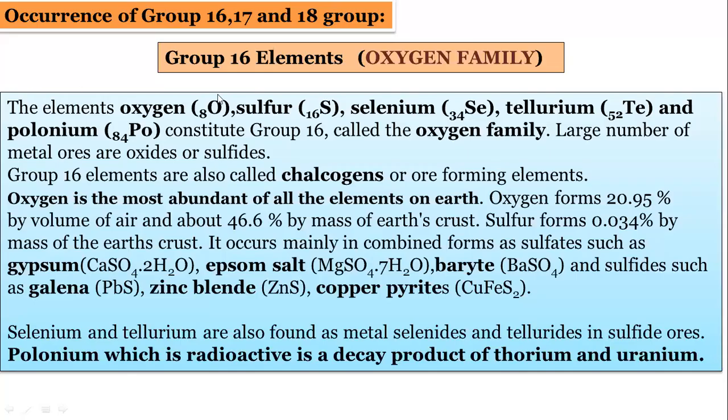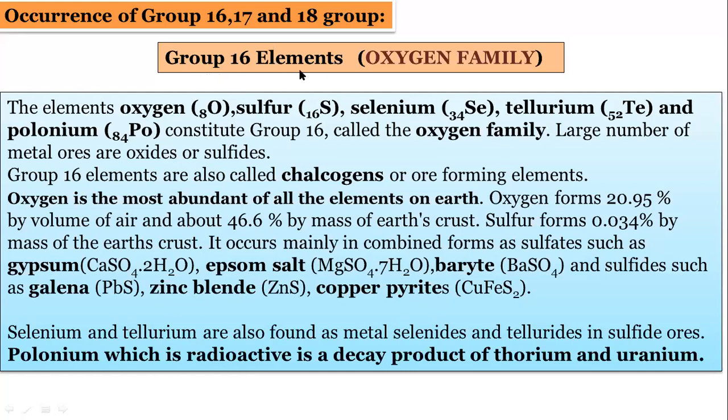So again I am coming back to the occurrence of these group 16 elements. In this occurrence, a 1 mark question will be asked on these ores: gypsum, Epsom salt, baryte, galena, zinc blende and copper pyrites. These are the ores actually. So before the ores, we are discussing the group 16 elements.